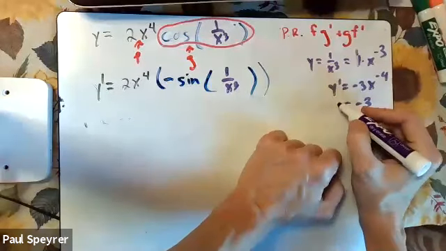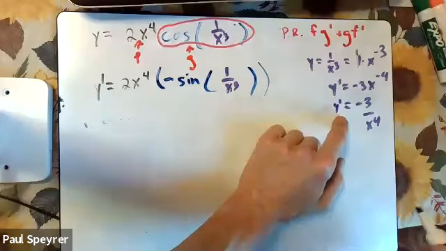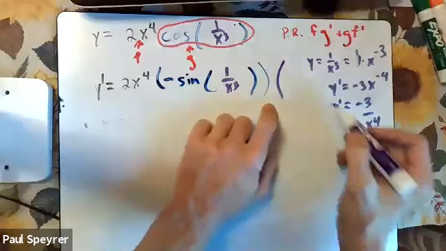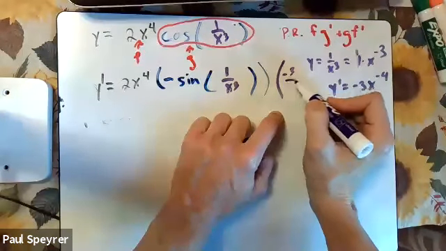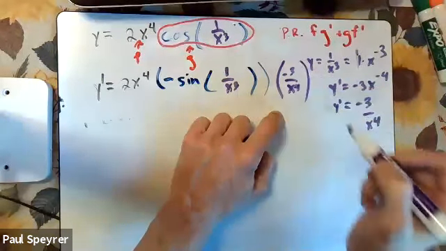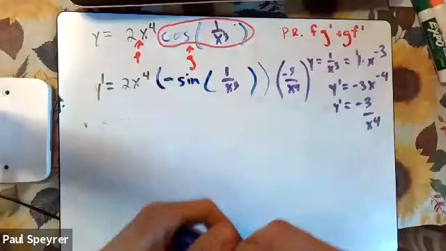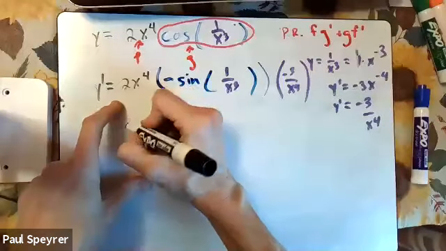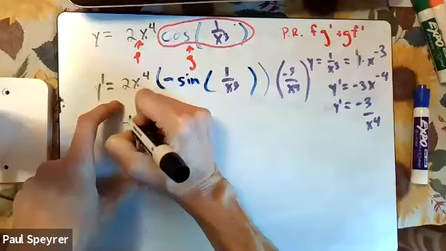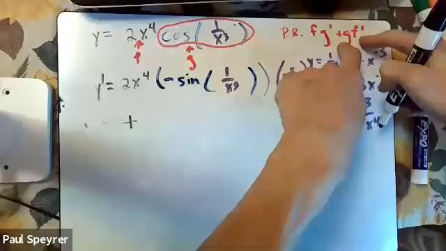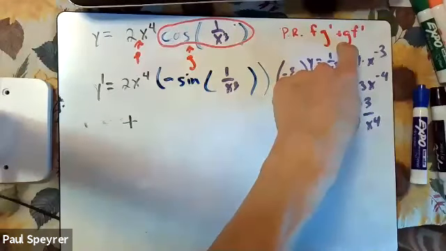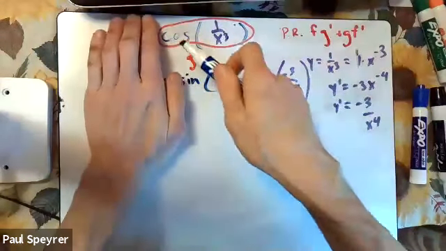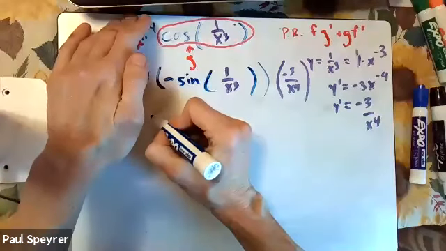So this is y prime right here. So I'm just going to drag that answer right here. Remember, this is only f times g prime. Now we need to go on to g times f prime. Remember, g was just this, right? We're just dropping it down.